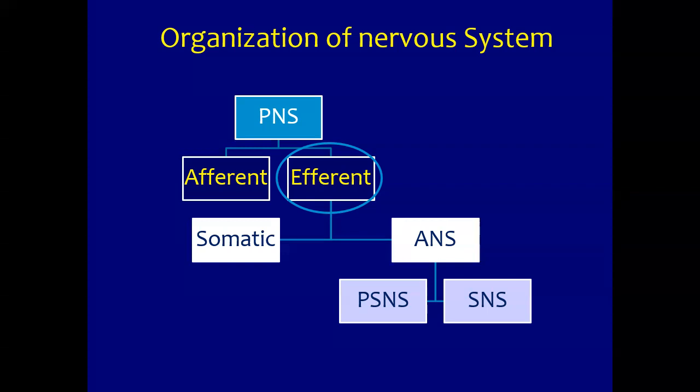The autonomic nervous system is again divided into two limbs: the parasympathetic nervous system and the sympathetic nervous system. I think you must be familiar with these terms from high school biology, aren't you? Yes. Okay. So we will discuss the parasympathetic and sympathetic nervous systems in detail.